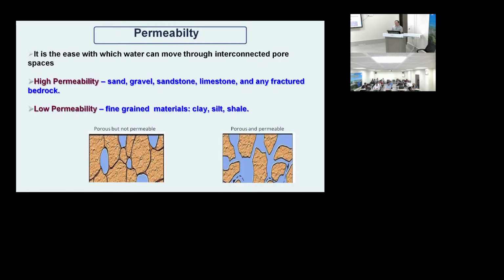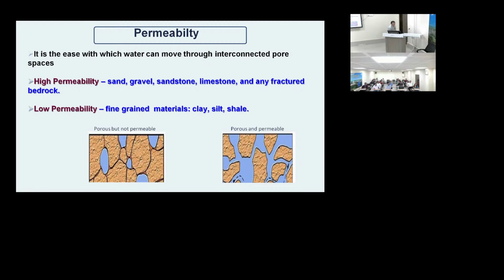And the permeability. Permeability is the ease with which water can move through these interconnected pore spaces. We can see that this one is not connected, so though it is porous, it is not permeable. And this one is highly connected, so it is porous and permeable.